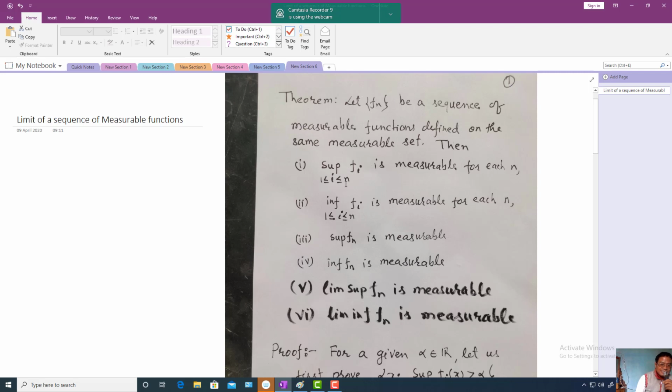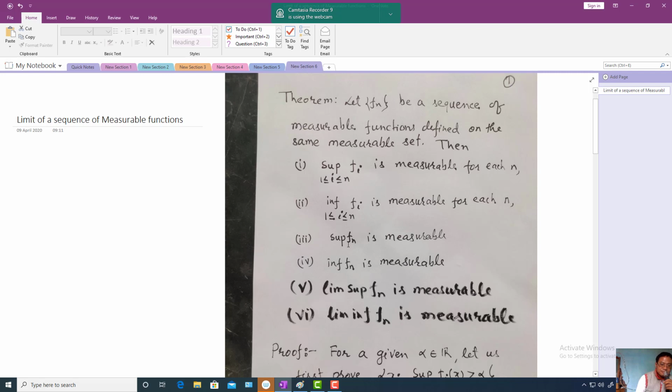if n is finite, 1 to n, this supremum, another name is maximum function, is measurable for each n. The infimum, if n is finite, has another name, that is minimum. The minimum function is measurable for each n. If n is 100, you find the minimum of these 100 functions. That is also measurable.